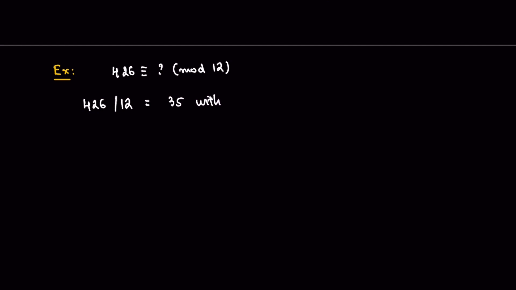So in the next example, I want to determine what each number is equivalent to for the specific modulus n. So here, 426 is congruent to what number in mod 12? Right, so what it means is that when I take the number 426 divided by 12, what is the remainder of this? So 426 divided by 12, what you're going to get is 35 for the integer quotient with the remainder 6.